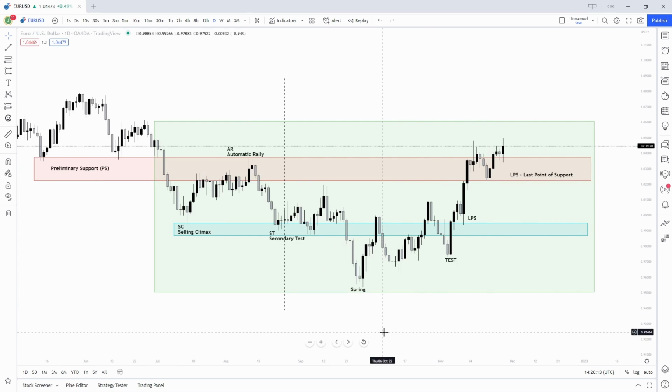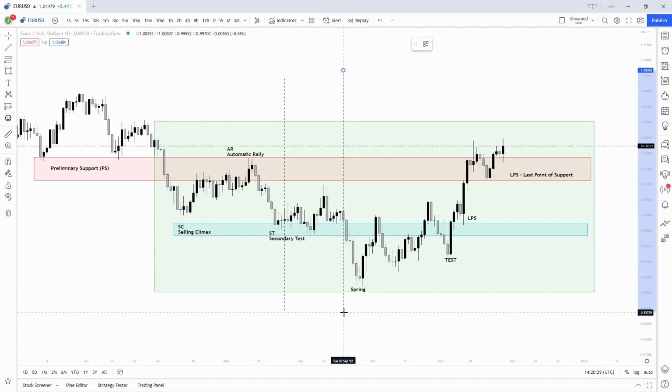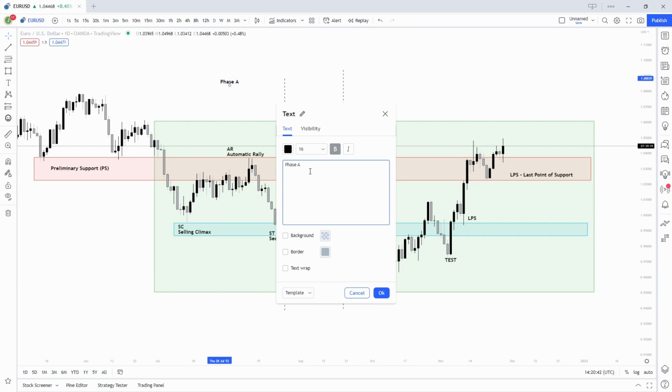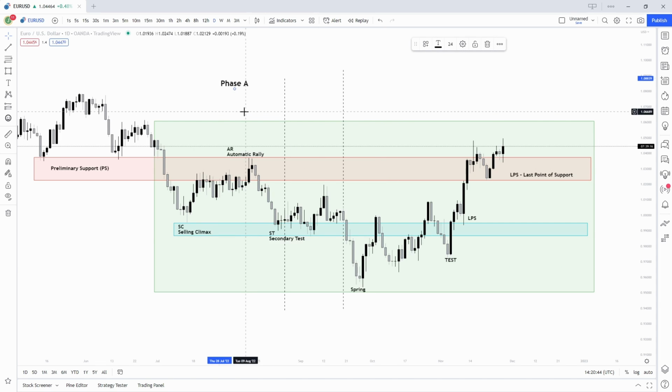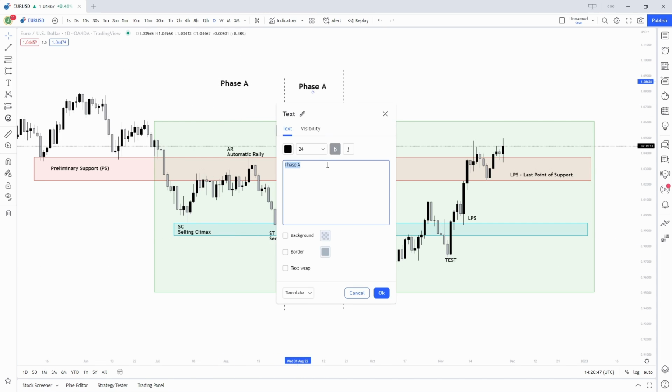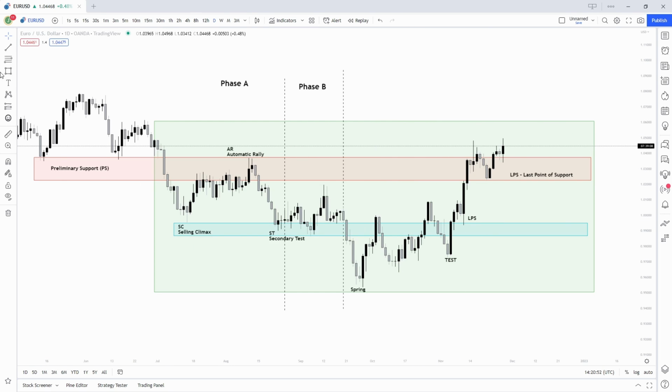What that means is that this is where the institutions start loading up on positions, getting ready to push the price higher, and therefore building the cause, the backing power needed for the new uptrend to begin. So phase B is going to represent this small region after the first secondary test and just before the spring. We have phase A here, the very first phase. We then go into phase B, which represents all the secondary tests after the first one. And then we enter phase C, which represents the spring in the market.